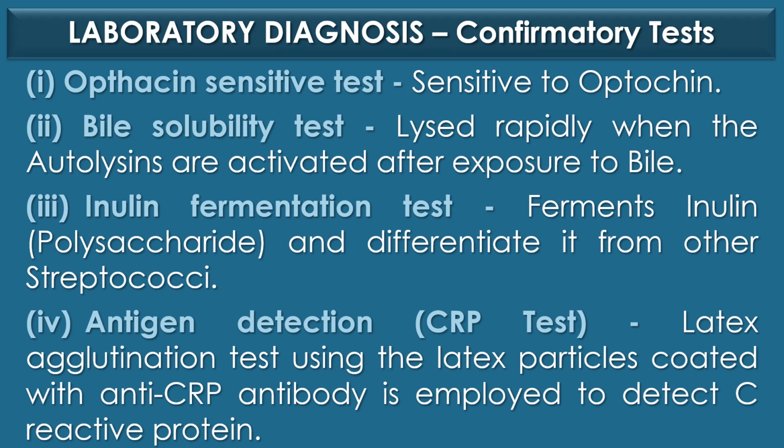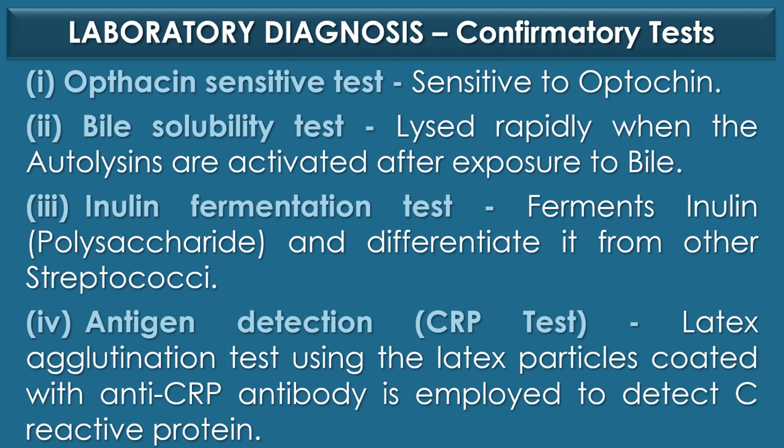And next, the confirmatory tests for the identification of Streptococcus pneumoniae. There are 6 confirmatory tests. The first confirmatory test is the optochin sensitivity test. Streptococcus pneumoniae is identified by its sensitivity to optochin. The second confirmatory test is the bile solubility test. Streptococcus pneumoniae is lysed rapidly when the autolysins are activated after exposure to bile.